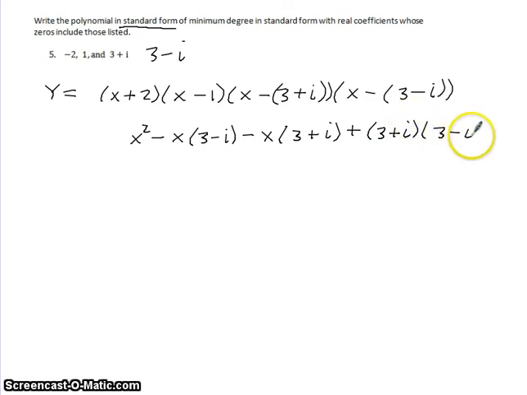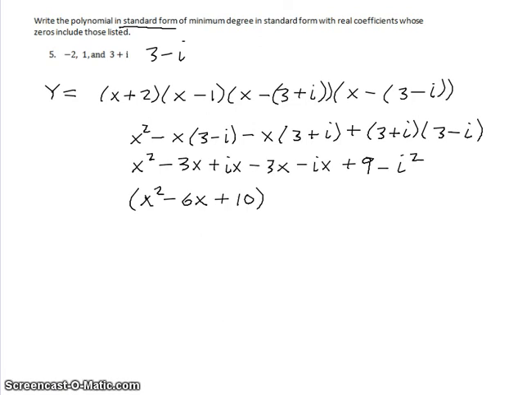and I'm going to pause it right here because I'm running out of time. I'll show you the work in a second. Okay, so here we have it simplified to x squared minus 6x plus 10, because plus ix minus ix will cancel, and we have a minus 3x minus 3x gives us a minus 6x, and we have a 9 minus i squared. i squared is a negative 1, so that's like saying 9 plus 1, so we got a 10 there.